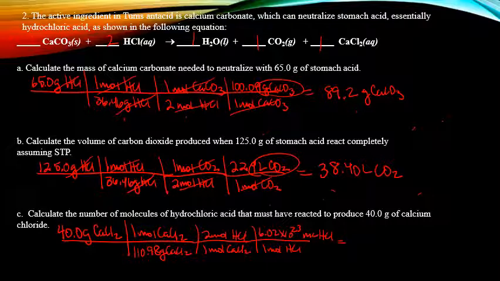So 40 divided by 110.98 times 2 times 6.02 times 10 to the 23rd. And that should give us 4.33, or sorry, 4.34 by rounding up, times 10 to the 23rd molecules of HCl.